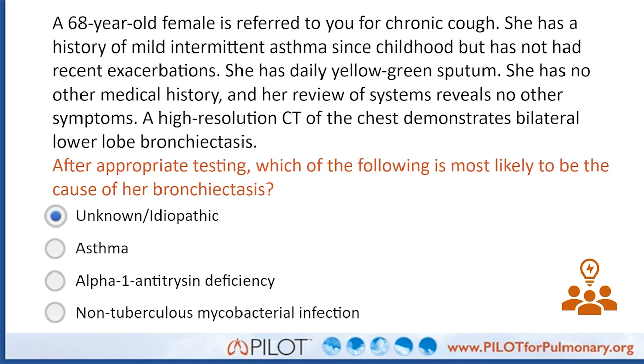Getting back to the 68-year-old female in our case question, what is the correct answer as to the most likely cause of her bronchiectasis? The correct answer was unknown or idiopathic, which is approximately 40% of patients with bronchiectasis. While asthma, alpha-1 antitrypsin deficiency, and non-tuberculous mycobacterial infection all cause a significant percentage of cases of bronchiectasis, none of them are as common as patients who ultimately are diagnosed with idiopathic bronchiectasis.